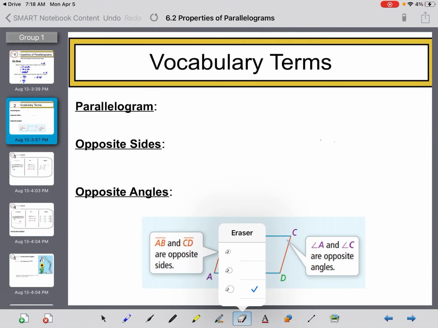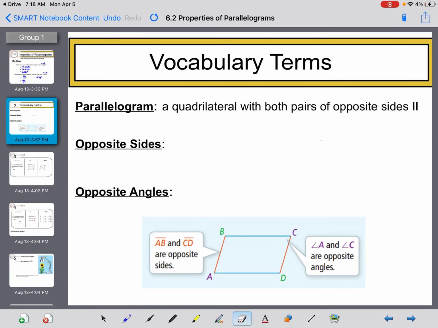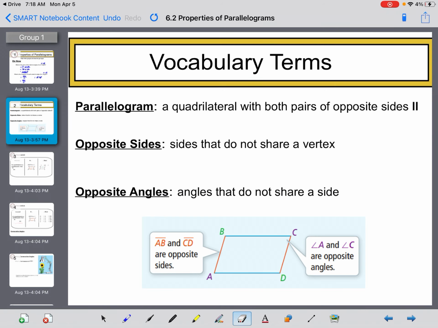Okay, a lot of terms today. Your first term is going to be a parallelogram. That's a quadrilateral with both pairs of opposite sides parallel, as it is in the word. Feel free to pause for your definitions. Opposite sides are sides that do not share a vertex. A vertex is a corner, a turning point. Opposite angles are angles that do not share a side. So opposite sides would be like AB and CD, and opposite angles would be angle C and angle A. Okay, opposite.